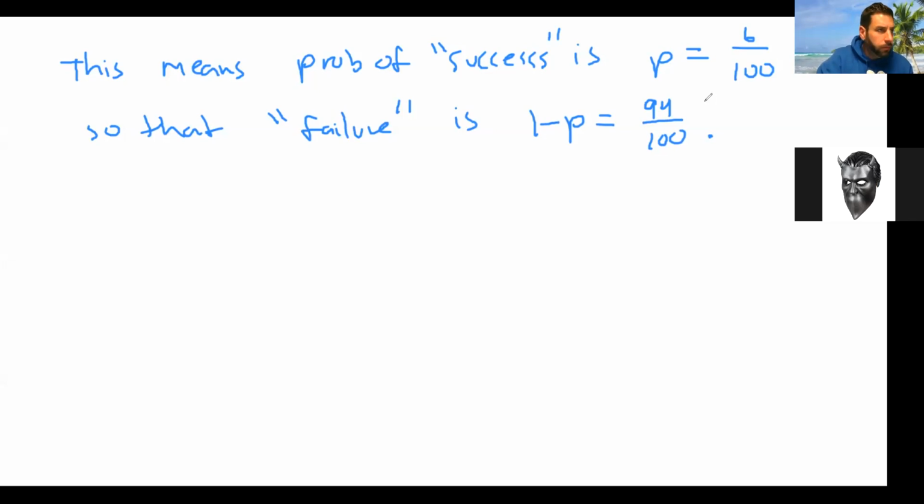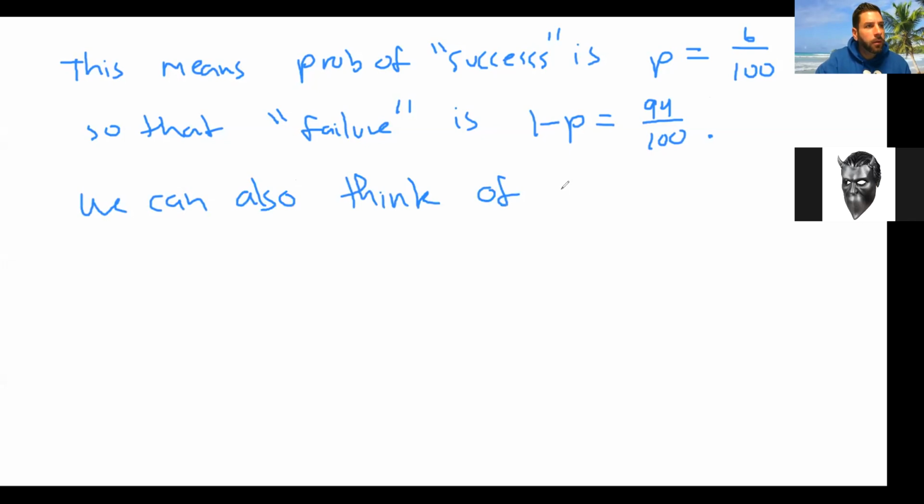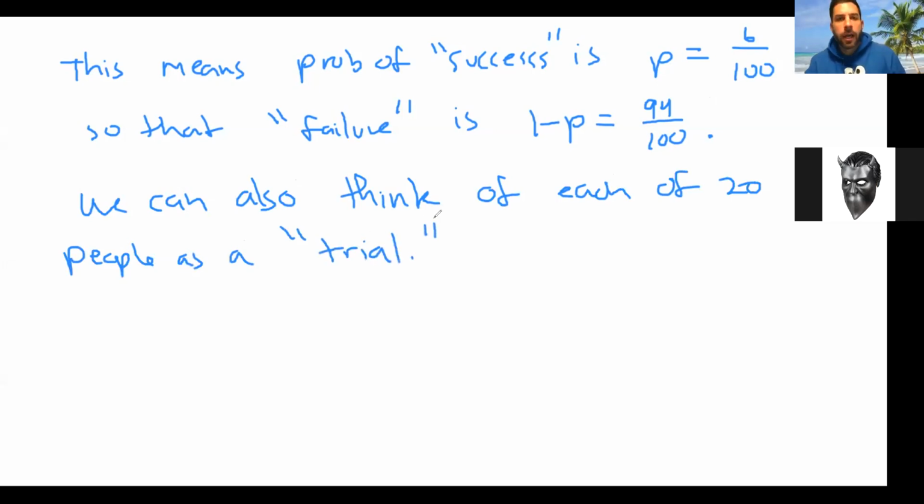Okay, so we can also think of each of the 20 people as a quote unquote trial. I go to the first person, do you want to live on the beach? Yes or no? Success or failure. I go to the second person, do you want to live on the beach? Yes or no? Success or failure.